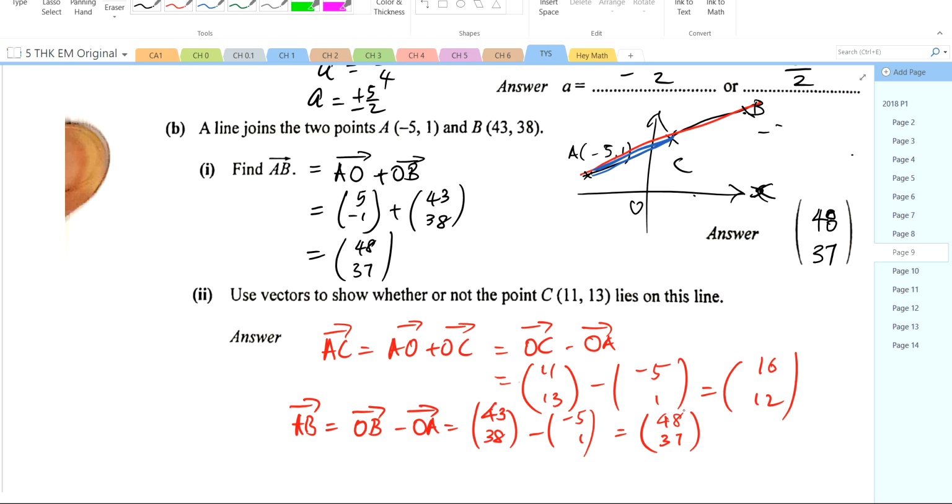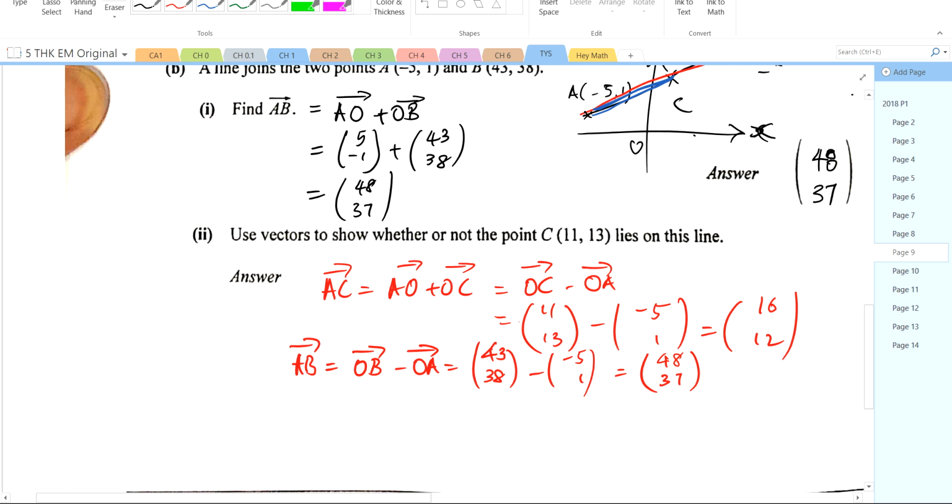is 37. Okay. Now, are you able to express AB in terms of AC? Can or cannot? Winnie says cannot. What do you think? Can I write this? Basically, AB equals K times AC. Am I able to write this? So we check out.